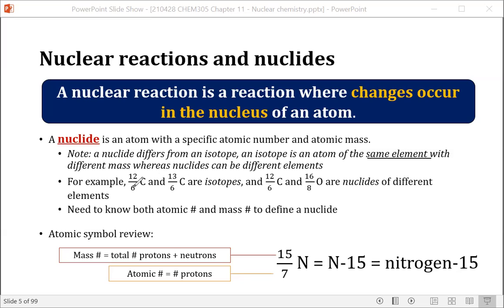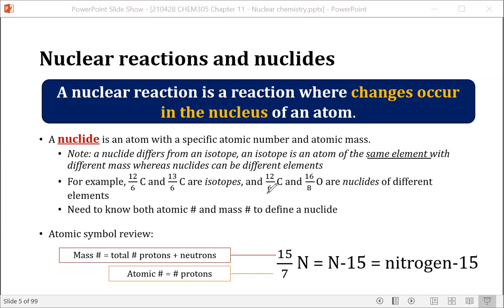So for isotopes, we didn't necessarily have to know the number of protons, because if we said we were dealing with an isotope of carbon, we would know that because it's carbon, it's always going to have 6. For nuclides, because when we're talking about nuclear reactions and the nuclides involved in the reactions, the number of protons can change, we always have to also include the number of protons, because that could be changing throughout the reaction.